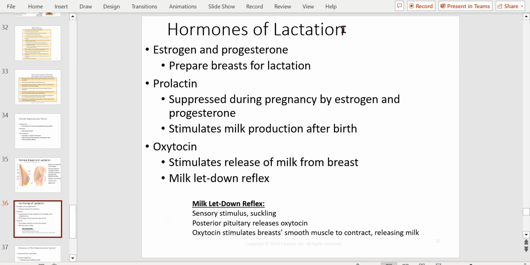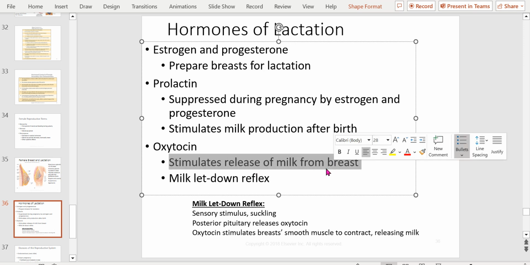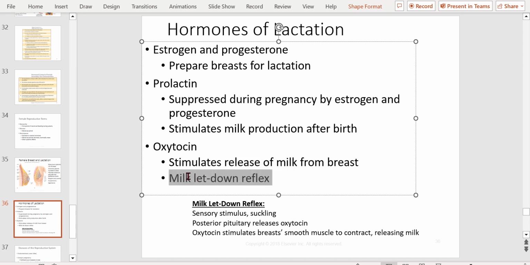Hormones of lactation. Here we're talking about milk production. Estrogen and progesterone, okay, these prepare the breast for lactation. Prolactin, okay, suppressed during pregnancy by estrogen and progesterone, stimulates milk production after birth. Okay, oxytocin stimulates the release of milk from the breast as well as uterine contraction.